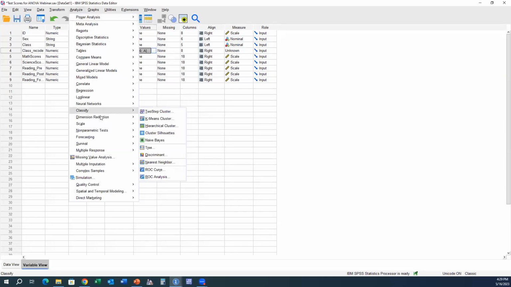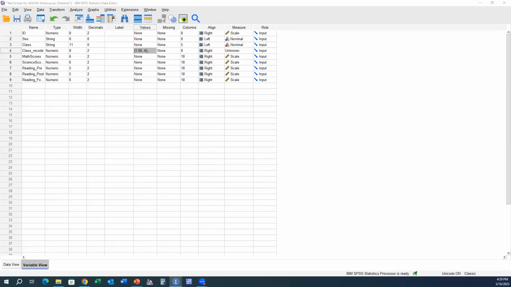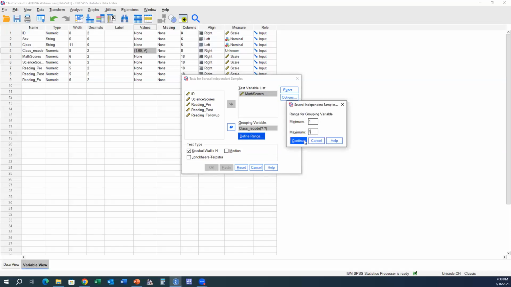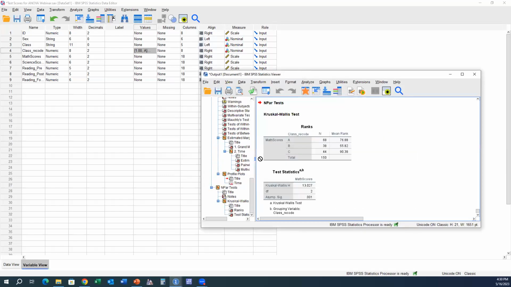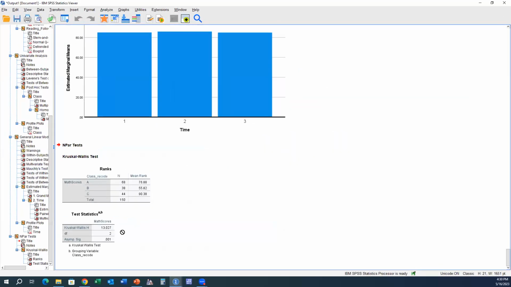All right, then going back into the Kruskal-Wallis menu. So non-parametrics, legacy dialogues, K independent samples. All right, and then math up here and class down here. We need to define the lowest class and the highest class. So we click this box here. Lowest was a 1, highest was a 3, and that's it. And then make sure Kruskal-Wallis is checkmarked here. And you can see that this uses mean ranks as opposed to means.